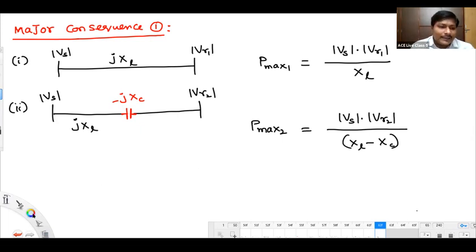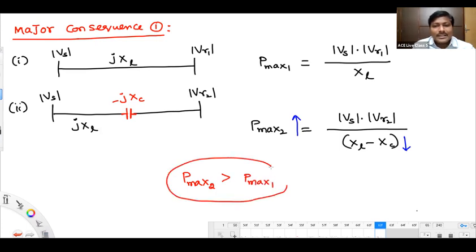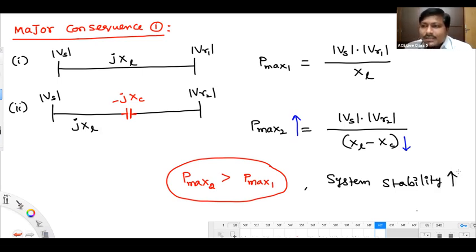So there is a decrement in the overall series reactance of the system, which causes an increment in Pmax. So Pmax2 is greater compared to Pmax1. Series capacitor placement will improve the system stability. System stability increases.